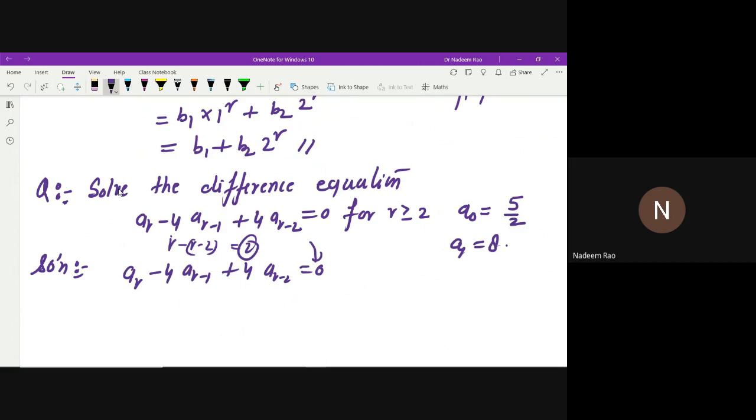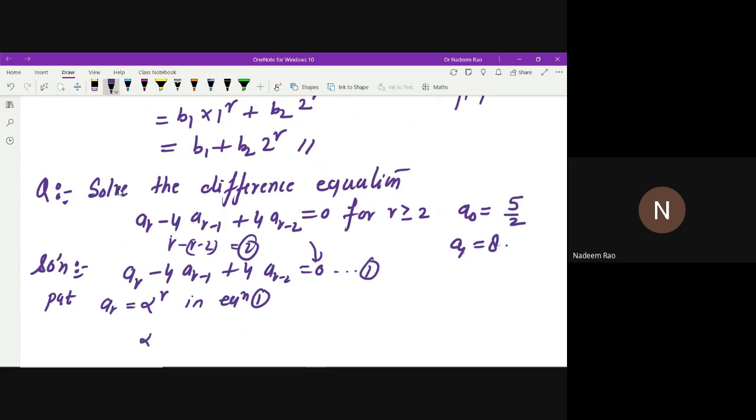Ok, now we try to find out the solution for this. Here we will put a_r equals to alpha to the power r. हम इसमें alpha to the power r रखते हैं. सबसे पहले हम क्या करते हैं, put a_r equals to alpha to the power r in equation 1. ठीक है, in equation 1.